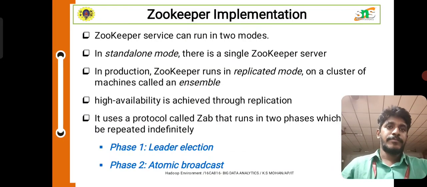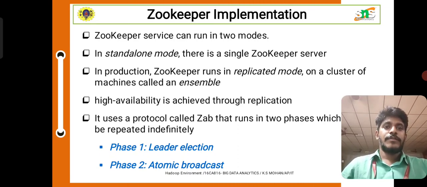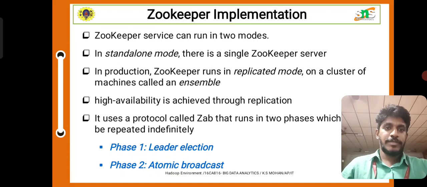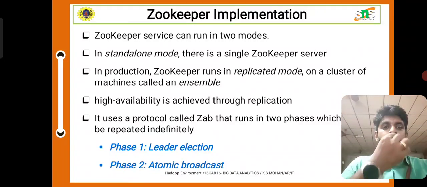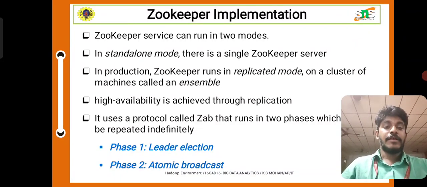Then, in the ZooKeeper implementation, the service can run in two modes: standalone mode, and in production, high availability is achieved through replication. Phase 1 is leader election, phase 2 is atomic broadcast. It uses a protocol that runs in two phases, which are repeated infinitely. So in the ZooKeeper implementation, the service can run in two modes, with phase 1 and phase 2, and a leader election. That is the ZooKeeper implementation we are talking about here.